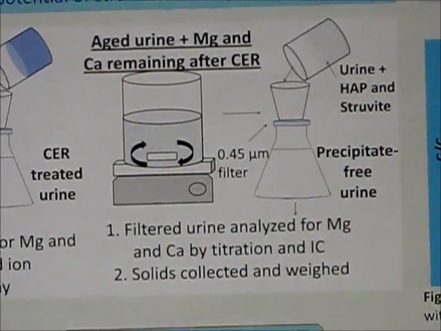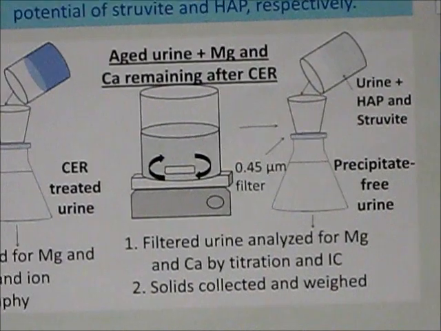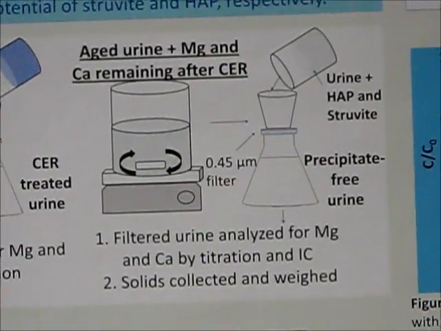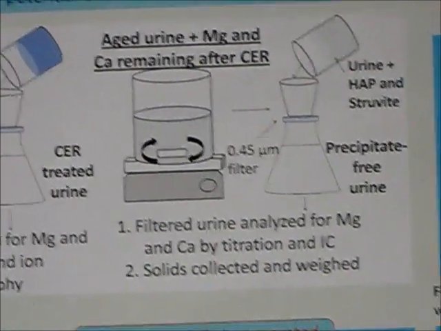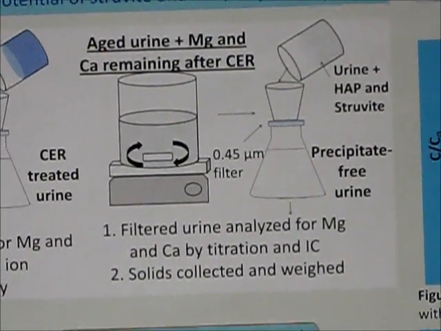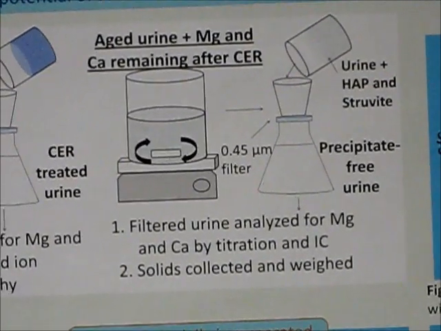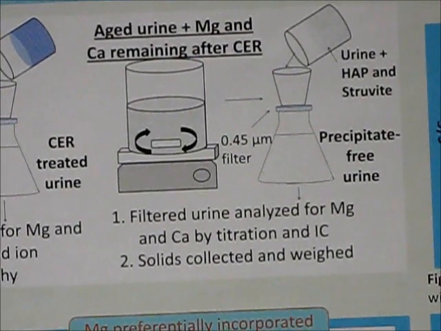So we were able to show in the first half of the experiment that magnesium and calcium was able to be removed through cation exchange treatment from fresh urine. The next part was to see whether or not this would have an effect on the precipitates that were formed.